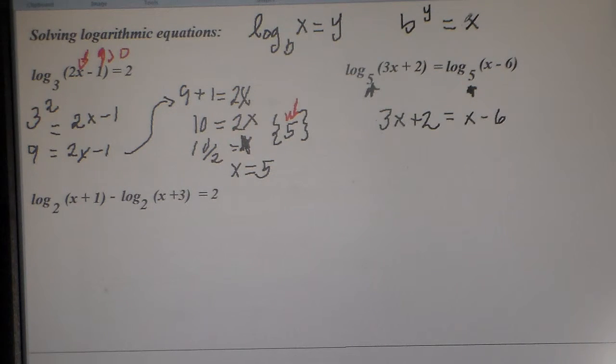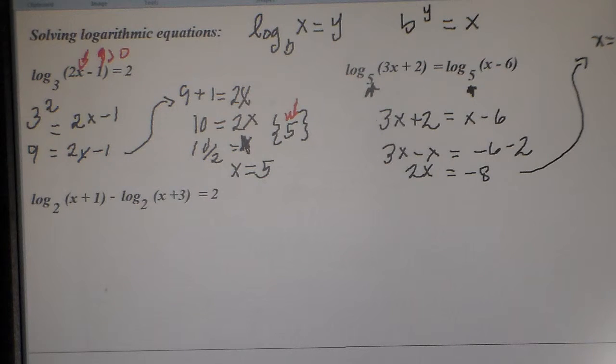Now we solve the linear equation. Then 3x minus x equals negative 6 minus 2. We bring the x, subtracting, to the left, and we bring the 2, subtracting, to the right. 3x minus x is 2x equals negative 8, and then x equals negative 8 over 2, so x equals negative 4. And in this case, the solution is negative 4.